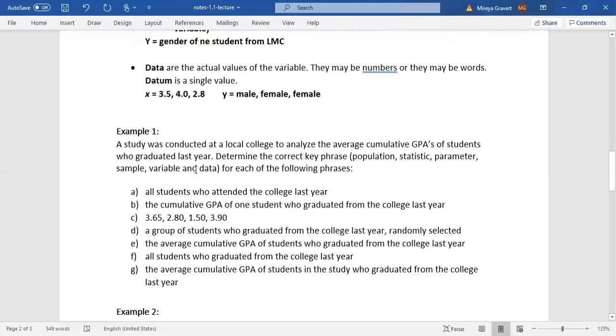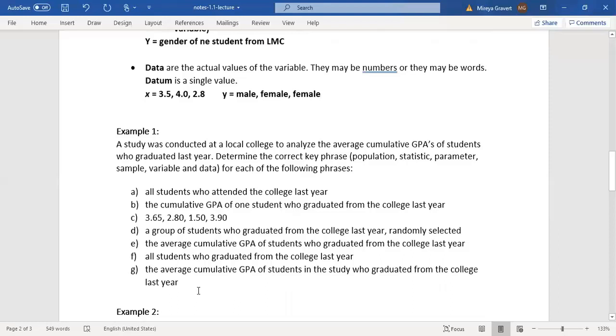So let's move on to an example. Our first one is: a study was conducted at a local college to analyze the average cumulative GPAs of students who graduated last year. Determine the correct key phrase, population, statistic, parameter, value, sample, variable, and data for each of the following phrases. So we're going to go through each one and then match to see which one goes with each phrase.